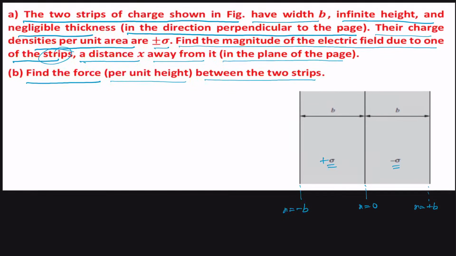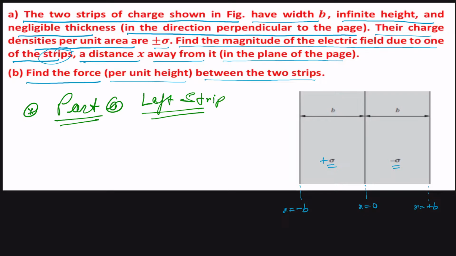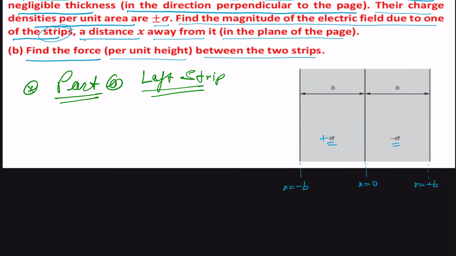So we are having part A. And for part A, we are going to consider the strip on our left side. So we consider the strip which is on our left. We consider the strip on the left side. And so let us draw the figure.